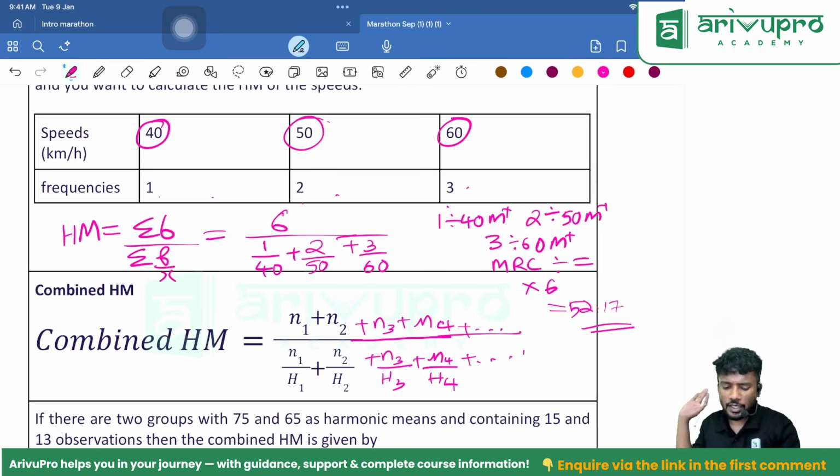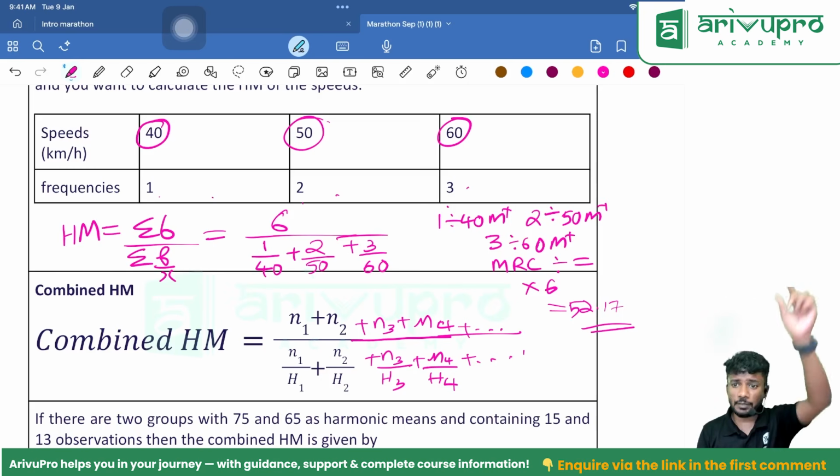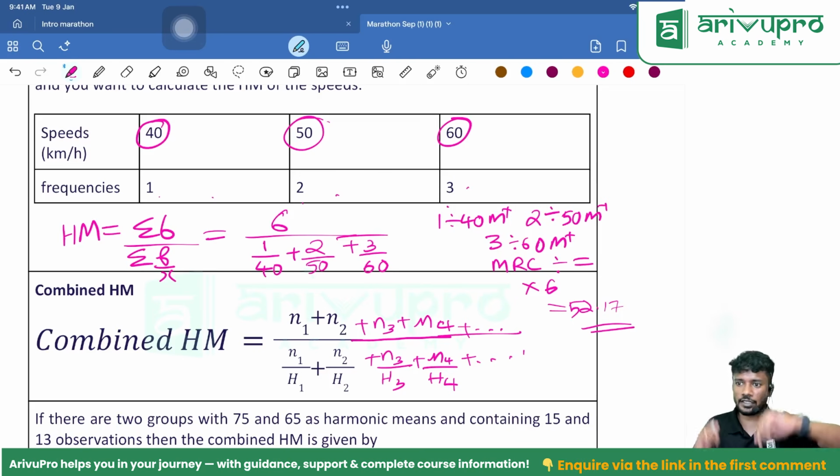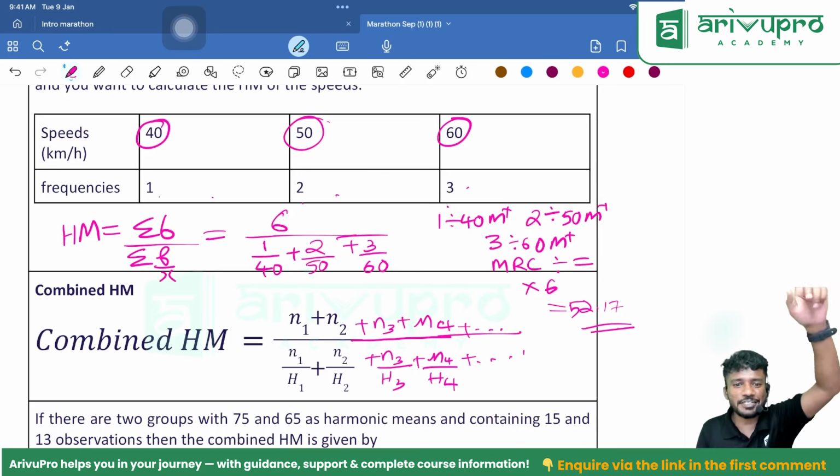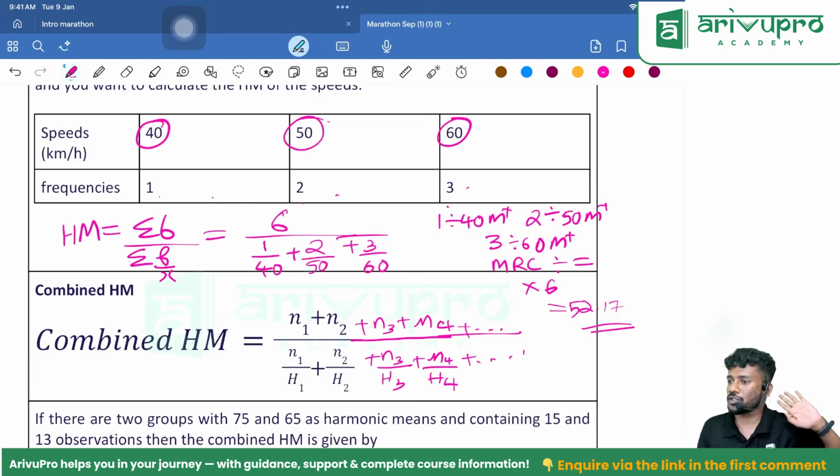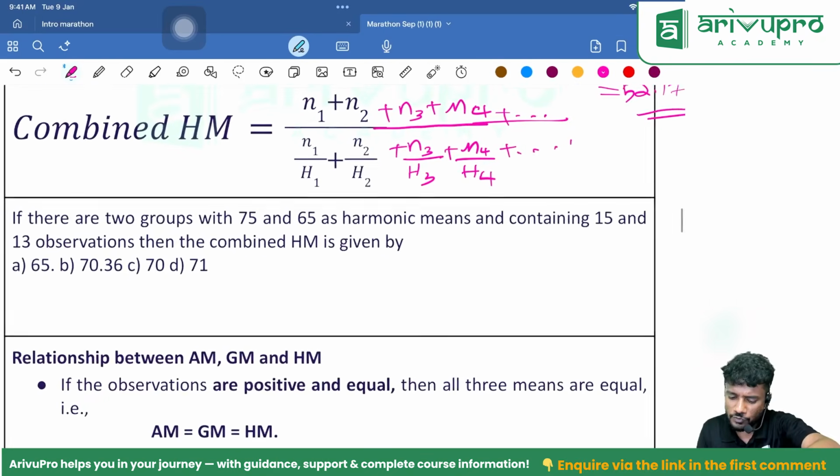Now look here. Here, combined HM means total number of observations, N1 plus N2, divided by N1 by H1 plus N2 by H2. For example, paper 1 is having 10 people, divided by their harmonic mean, and so on. Are you getting the logic for that? Yes. Now solve the question for this one.